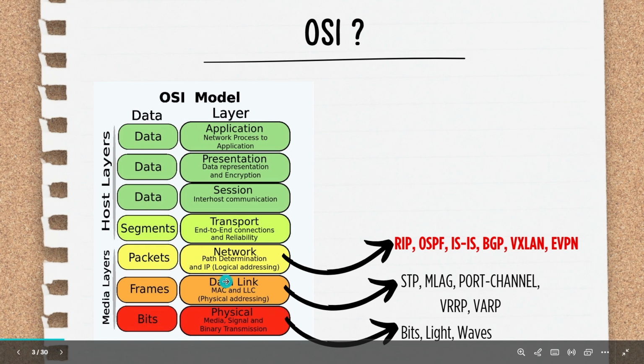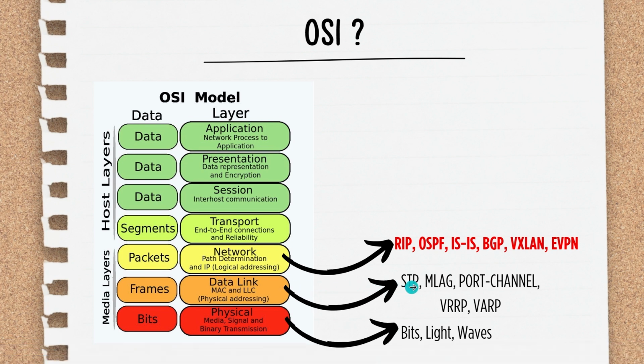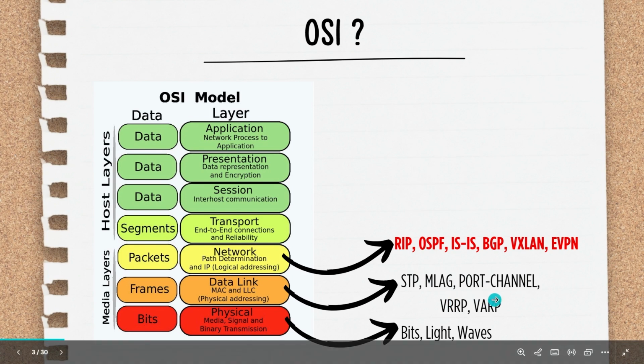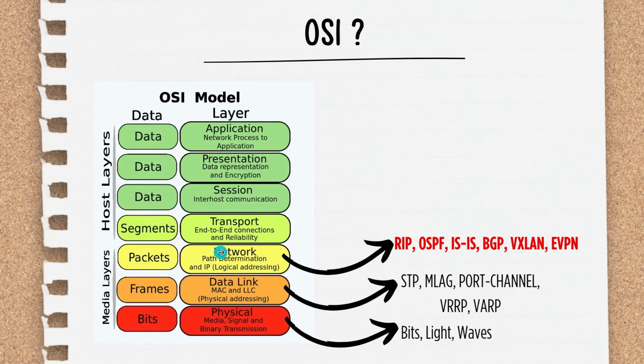Then there is the data link layer, which is layer 2, and at layer 2 we have already seen a lot of protocols, like STP, MLAG, port channel, and VRRP. Now we'll see layer 3, which is the network layer in the OSI model. There are lots of routing protocols like RIP, OSPF, ISIS, BGP, and some concepts, not routing protocols, but VXLAN and EVPN. The main responsibility of the network layer is nothing but routing. So we'll see the concept of routing.